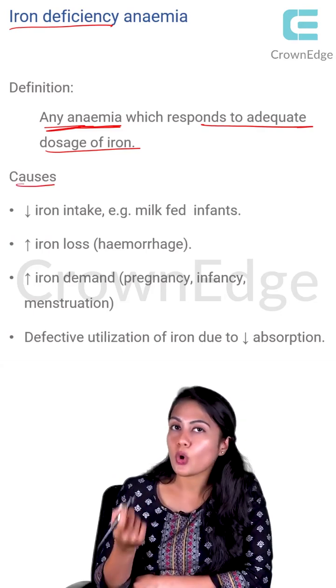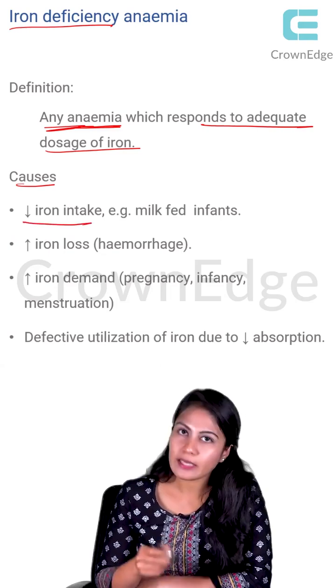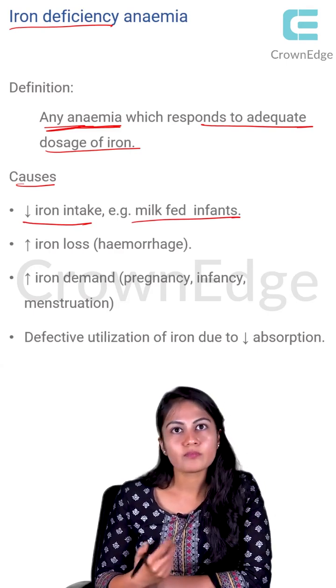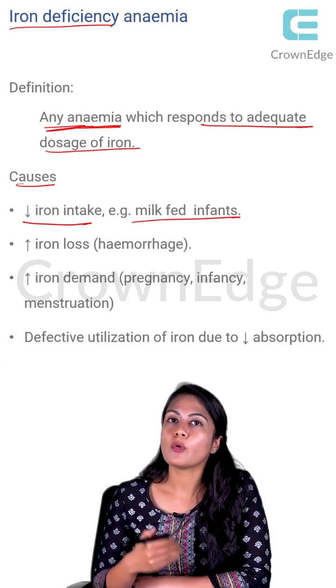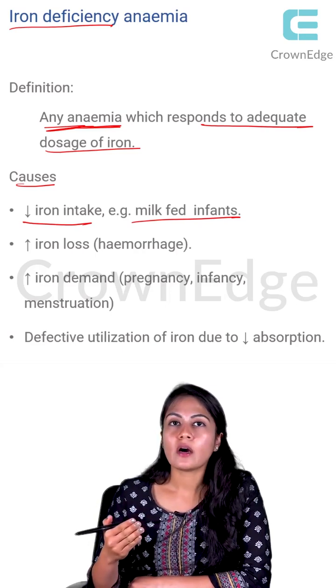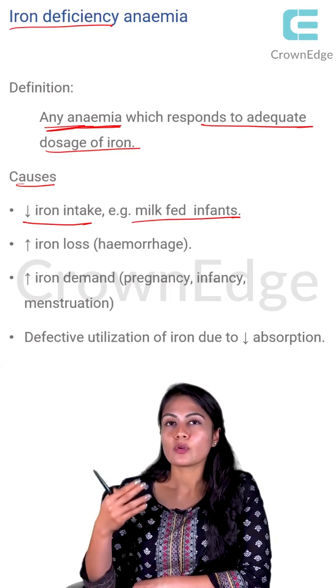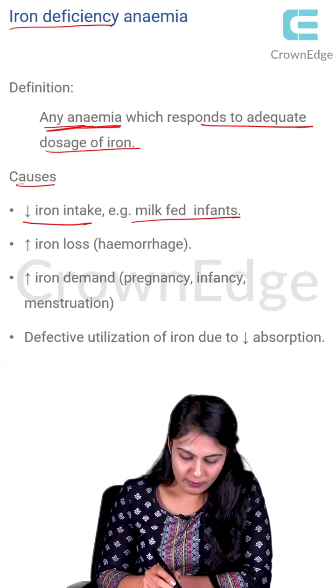So what can be the causes of this anemia? Iron intake is less, a deficiency. Then, for example, milk fed infants: if infants are fed only the mother's milk beyond 1 year, it no longer has iron, so they can develop iron deficiency anemia.